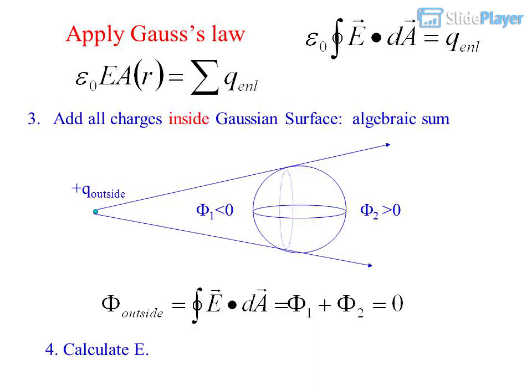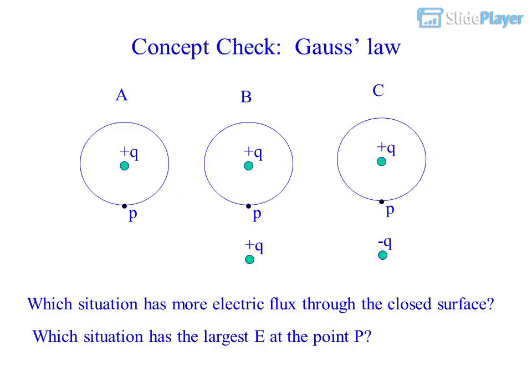Apply Gauss's law. 3. Add all charges inside the Gaussian surface. Algebraic sum: one less than 0, two greater than 0. Charges outside do not count. 4. Calculate E. Concept check.